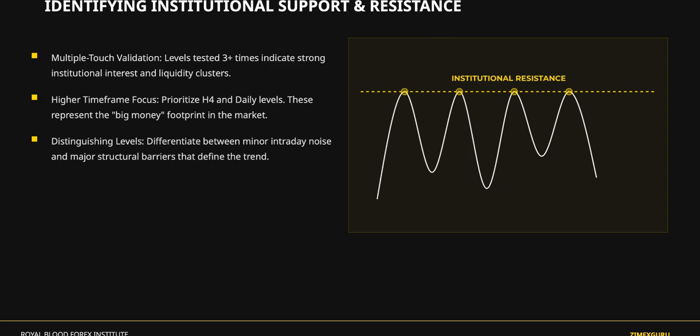So distinguishing levels: differentiate between minor intraday noise and major resistance, structural barriers that define the trend. There are levels that only work for intraday, so look for levels that hold for a longer period, because those are major structural barriers.